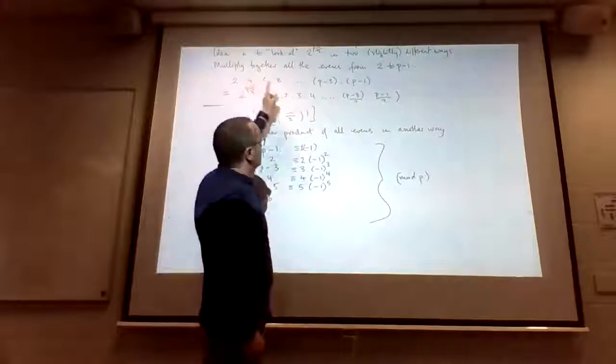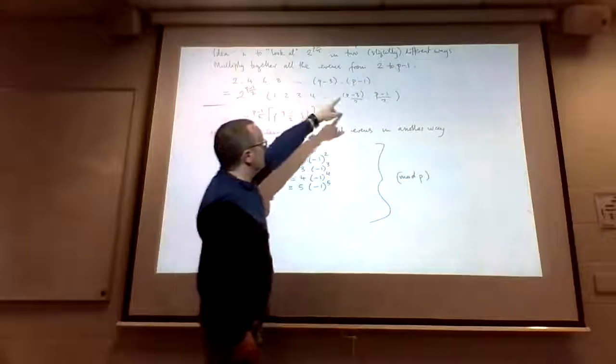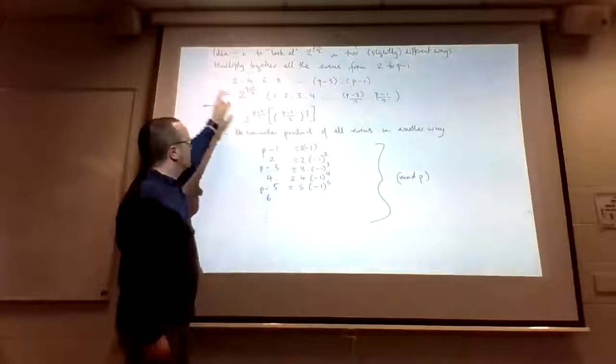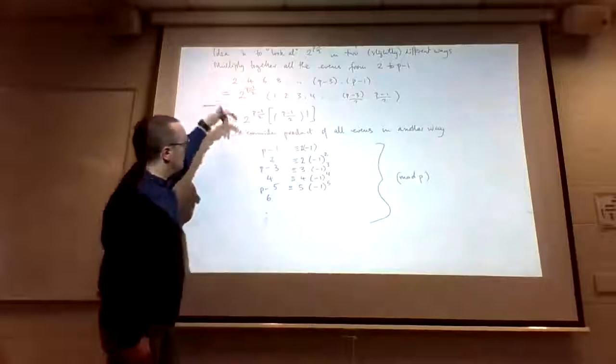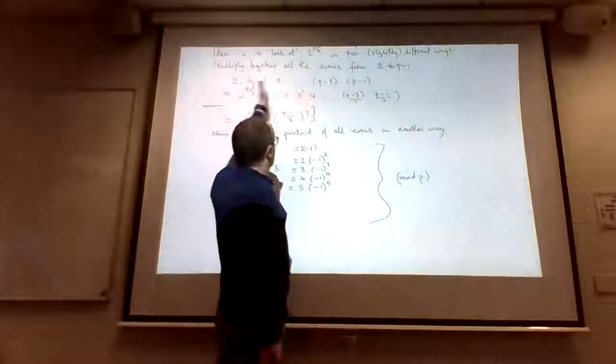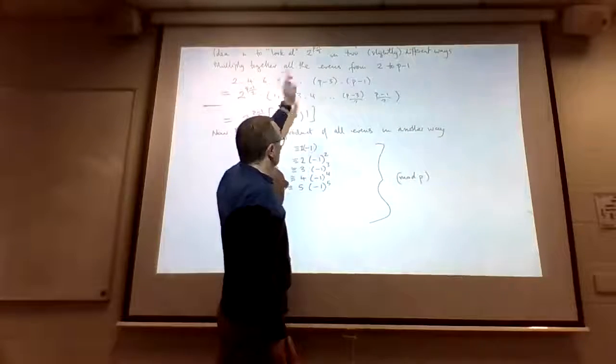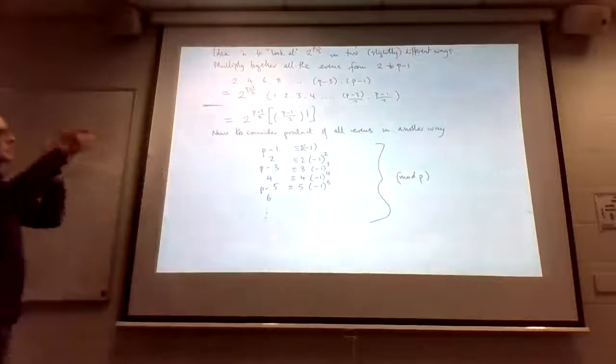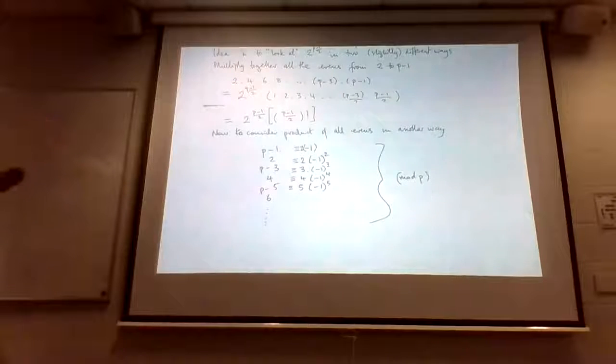They're alternating in sign. So the ones from the end of the list get counted with a negative sign. The ones from the beginning of the list get counted with a positive sign. And somewhere we meet in the middle, but we can't say for definite whether there is a middle one. Either (p minus 1)/2 is even, in which case there is no middle one, they split into 2 halves, or (p minus 1)/2 is odd, and there is a middle one.